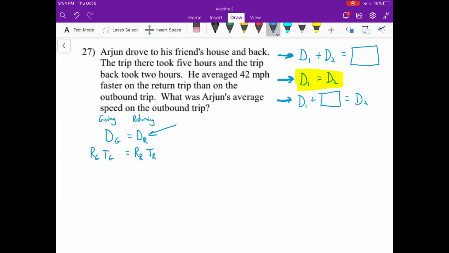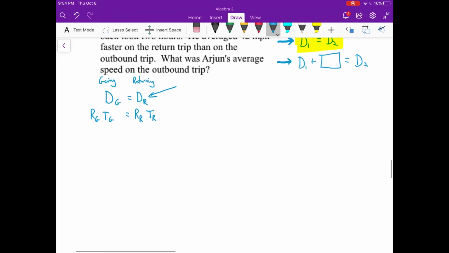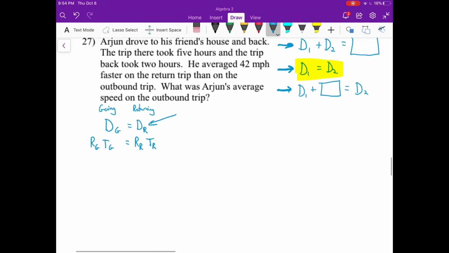The trip there took 5 hours. Well, that's going. So we know that this trip took 5 hours. And the trip back took only 2 hours. So the return trip took 2 hours. He averaged 42 miles per hour faster on the return trip.